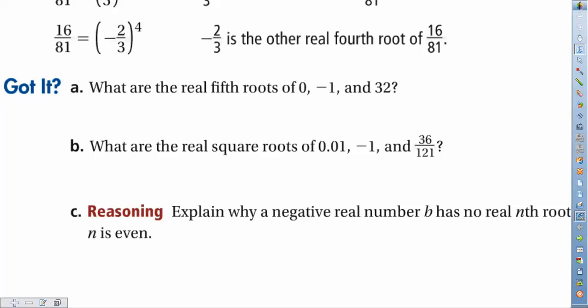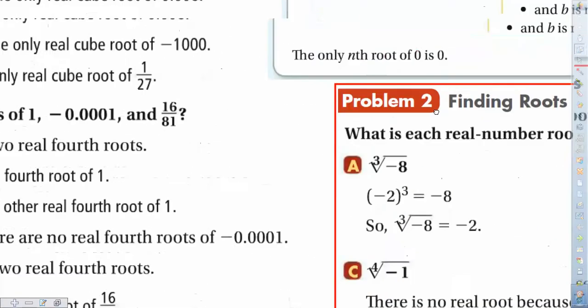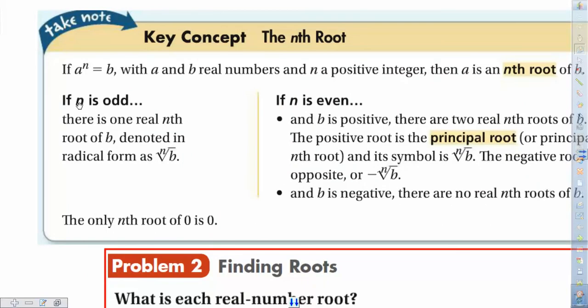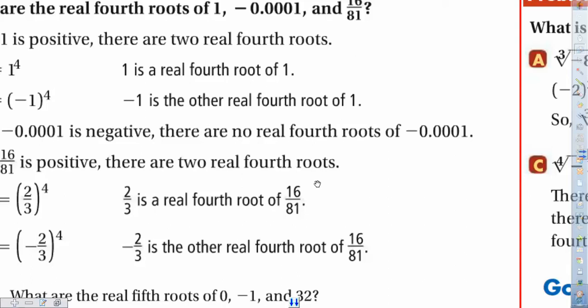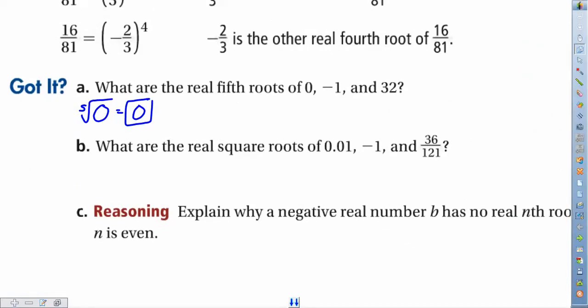Alright, so let's see how we did. Let's check our answers here. So for the real fifth roots of 0, realize what we're actually doing here is just taking the fifth root of 0. Can you think of a number that when you multiply by itself 5 times you end up with 0? Shouldn't take too long. Should be 0, right? So the real fifth roots of 0 should be 0. Is 0 the only answer? Yes. Why is 0 the only answer? Isn't it because we're taking a fifth root, and if 5 is an odd number, there's only one real root, right?